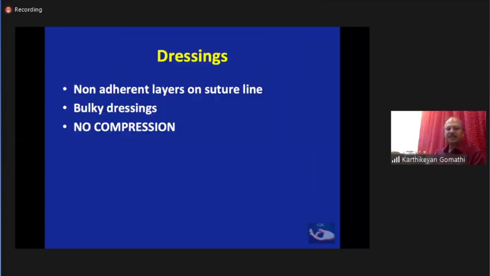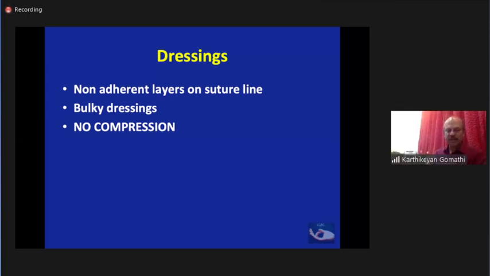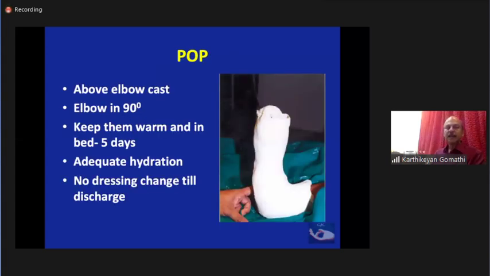Now, the dressings that are to be applied. Non-adherent layers should be kept on the suture line. Bulky dressings, no compression. This should always be at the back of our mind. There should be no compression anywhere along the replanted part. The POP. Now, this is another question that comes to our mind. Should we give a POP? Absolutely. There is no question.